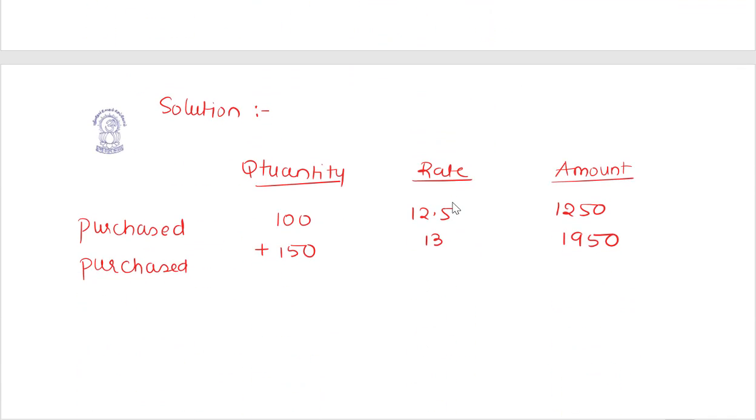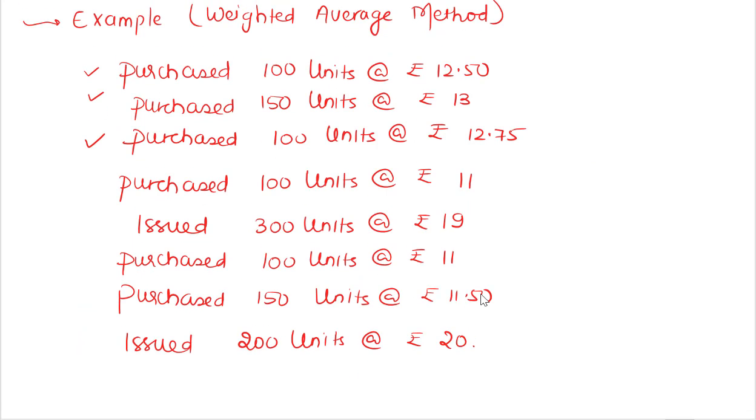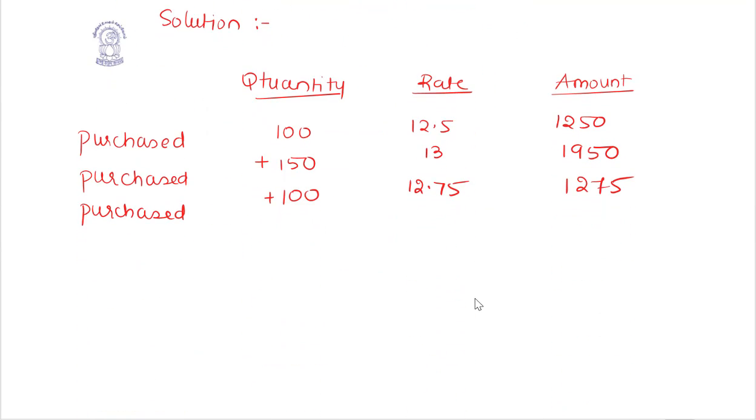Purchased 100 units at 12.75, 1275. Purchased 100 units at 11, 1100.